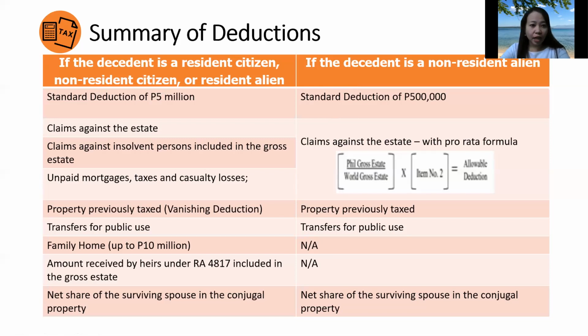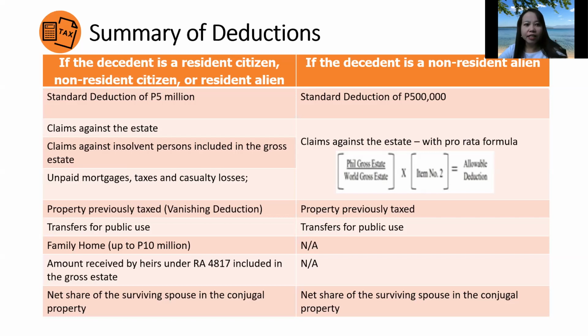We compared side by side the deductions if the decedent is a resident citizen, a non-resident citizen, or a resident alien. On the right side, you'll see the deductions allowable if the decedent is a non-resident alien. If you compare that side by side, you'll see that the standard deduction of 5 million is available for resident citizens, non-resident citizens, and resident aliens. On the other hand, for non-resident aliens, the standard deduction is only 500,000 pesos.